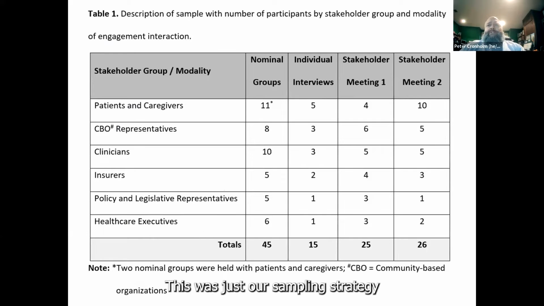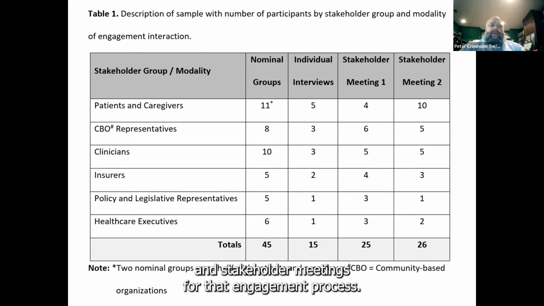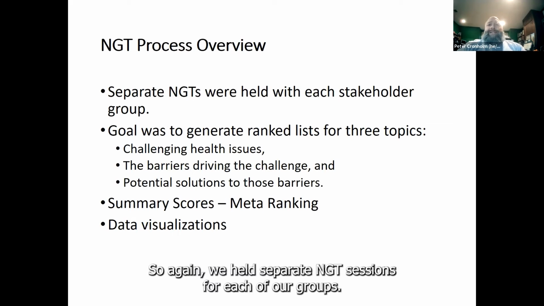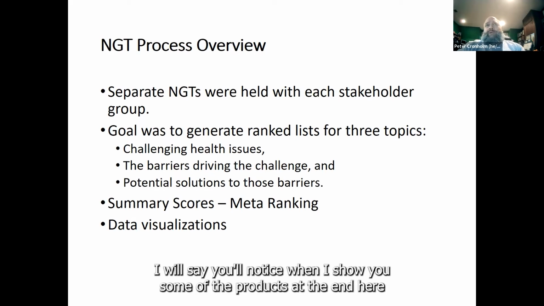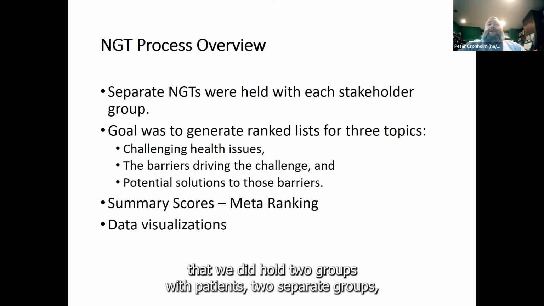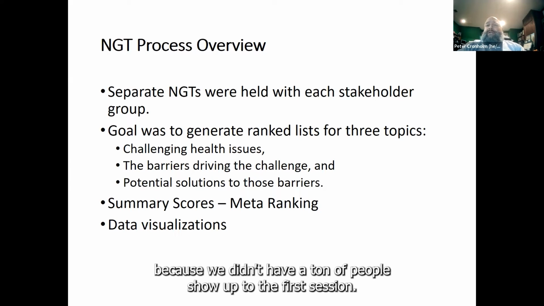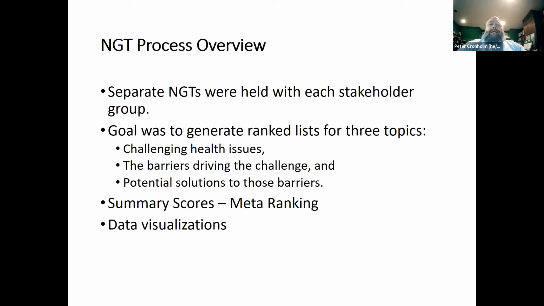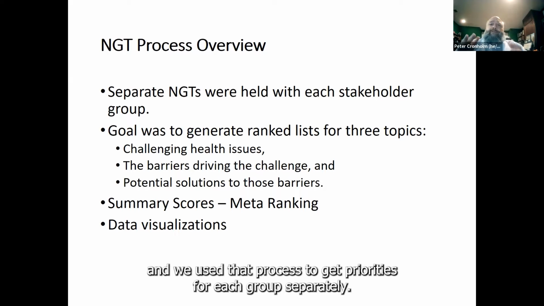This was just our sampling strategy that shows the nominal groups, the individual interviews, and stakeholder meetings for that engagement process. So again, we held separate NGT sessions for each of our groups. I will say you'll notice when I show you some of the products at the end here that we did hold 2 separate groups with patients, because we didn't have a ton of people show up to the first session. We were worried we didn't quite have enough folks to really represent patients' perspectives. And we used that process to get priorities for each group separately.